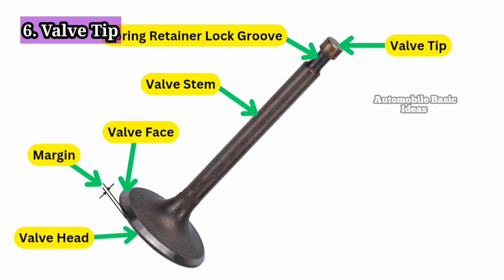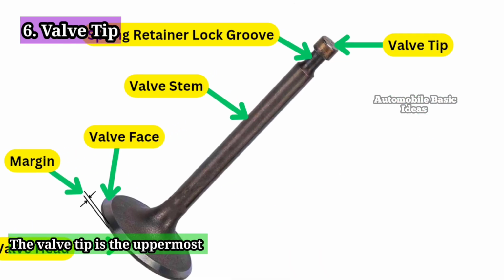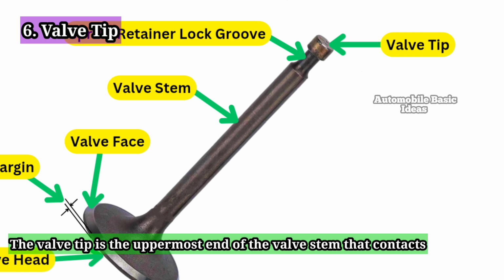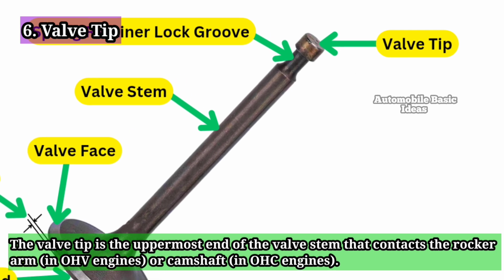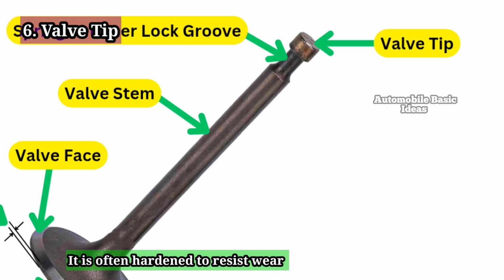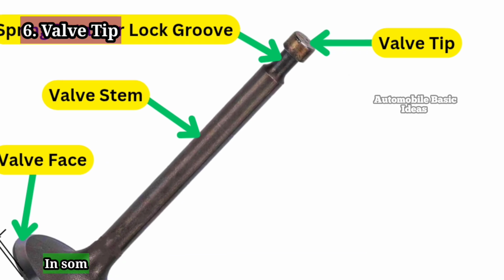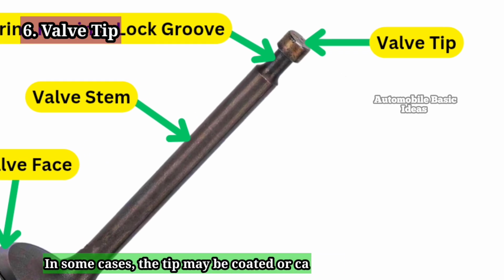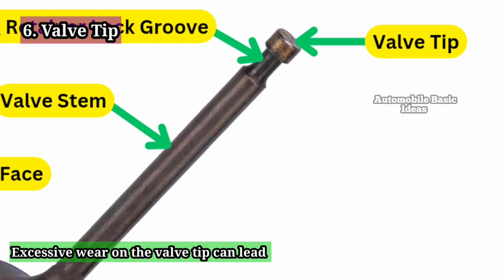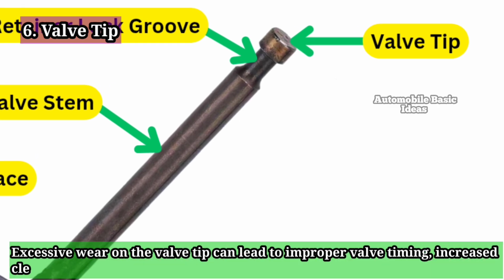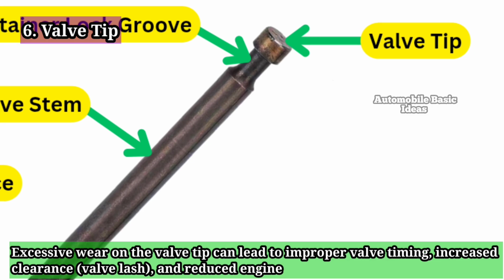6. Valve tip. The valve tip is the uppermost end of the valve stem that contacts the rocker arm in OHV engines or camshaft in OHC engines. It is often hardened to resist wear from repeated impacts. In some cases, the tip may be coated or capped to reduce friction. Excessive wear on the valve tip can lead to improper valve timing, increased clearance or valve lash, and reduced engine efficiency.